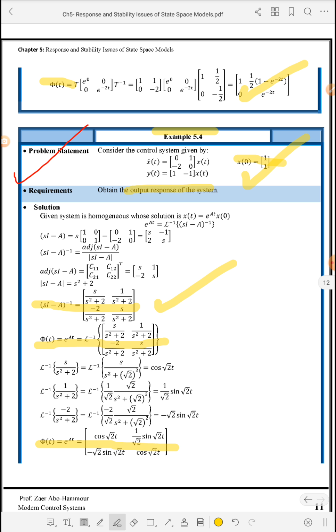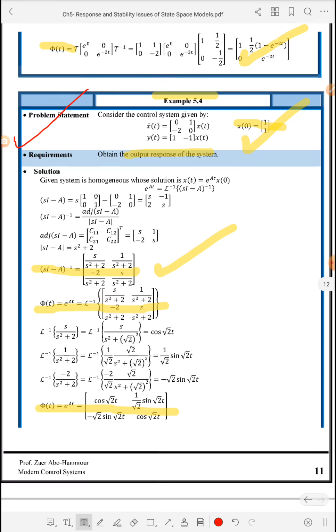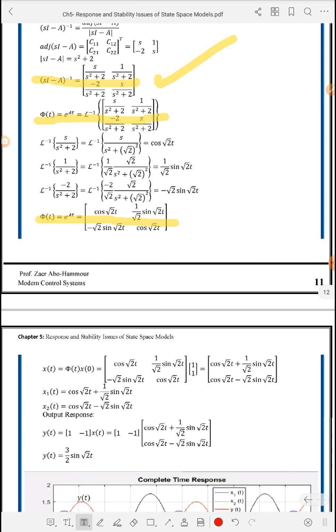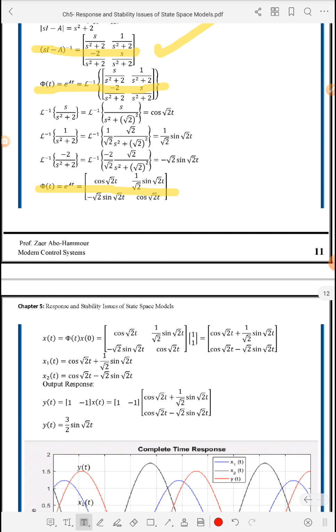And in the final requirement of this example, we should find x of t, which is equal to phi of t multiplied by x of 0, and x of 0 was given in the problem statement, it's this vector 1 1. Finally we get x1 of t, which is equal to this, x2 of t, which is equal to this, and it was required in this example that we need to find y of t.